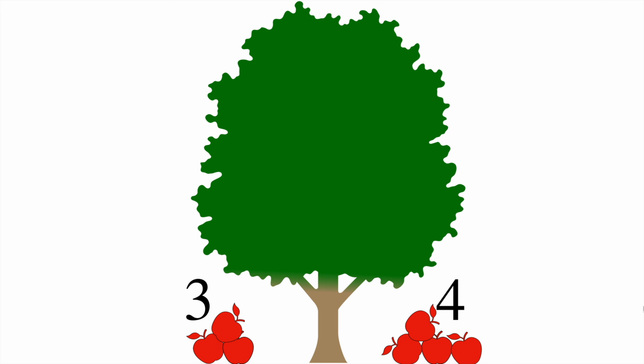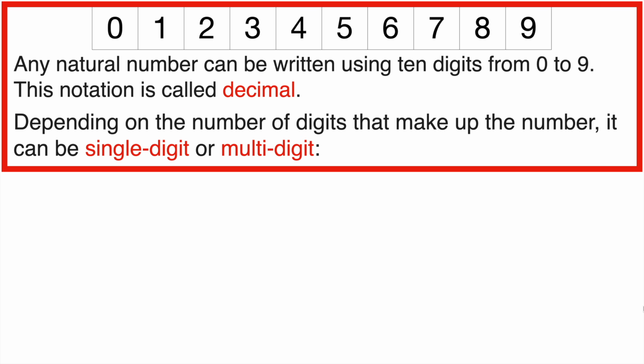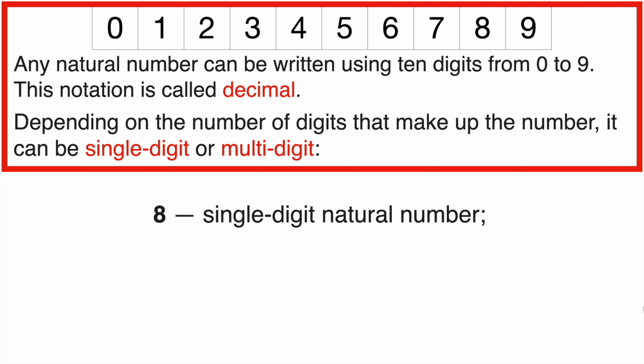Any natural number can be written using 10 digits from 0 to 9. This notation is called decimal. Depending on the number of digits that make up the number, it can be single digit or multi-digit. For example, 8 is a single digit natural number. 26 is 2-digit, since it was formed by using 2 digits, namely the digit 2 and the digit 6.